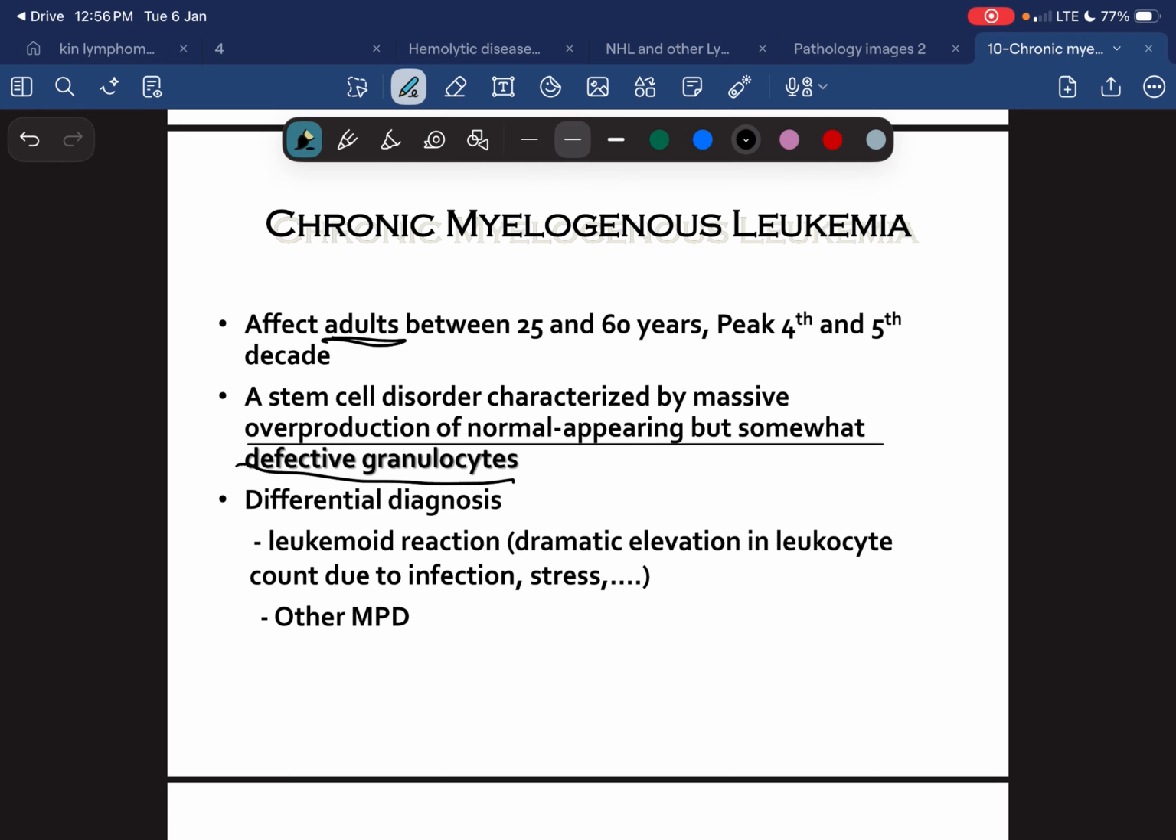We have overproduction of granulocytes called leukemoid reaction due to infection or stress or an inflammatory process in the body, autoimmune diseases for example, or certain diseases. But the difference between leukemoid reaction and CML relies on the absence of the Philadelphia chromosome, BCR-ABL. It is negative in leukemoid reaction while positive in CML.